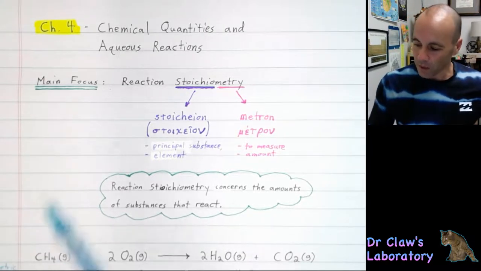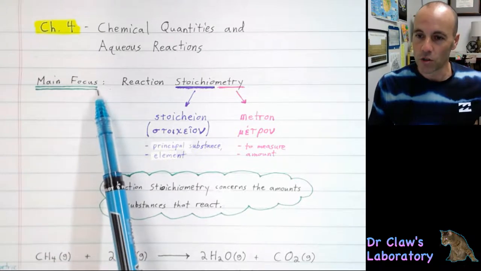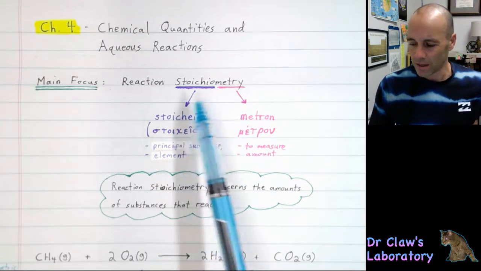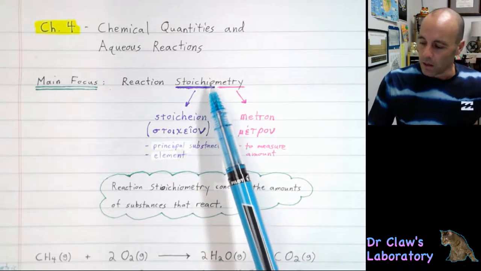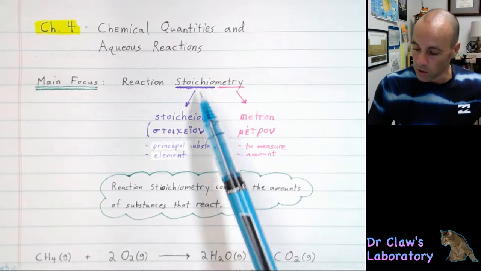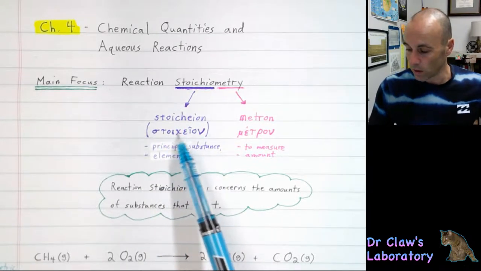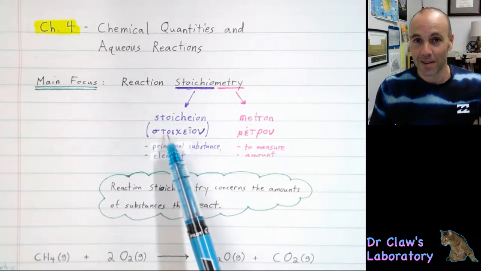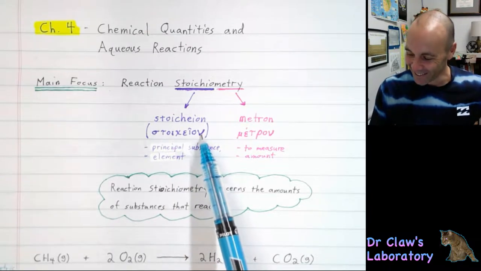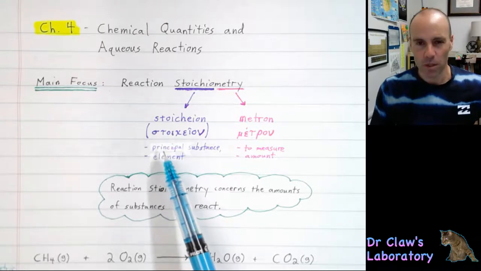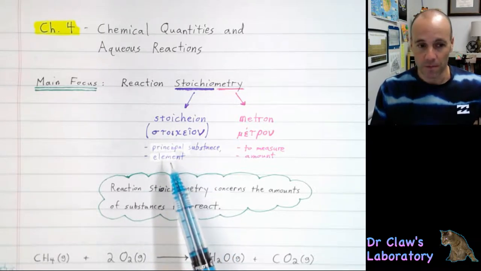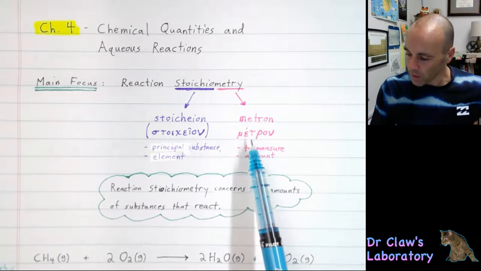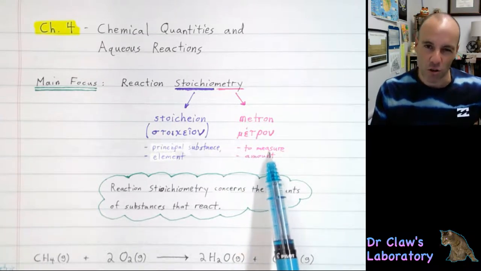All right, now in chapter 4, I think the main focus of this chapter is reaction stoichiometry. And what this word means, it's a nasty looking word, if you break it down into its two parts, stoichion, which comes from the Greek word, and here's the Greek spelling for it. Anyway, stoichion means a principal substance, element, a first substance, a simple substance. And metron, here's the Greek spelling for metron, means to measure or amount.